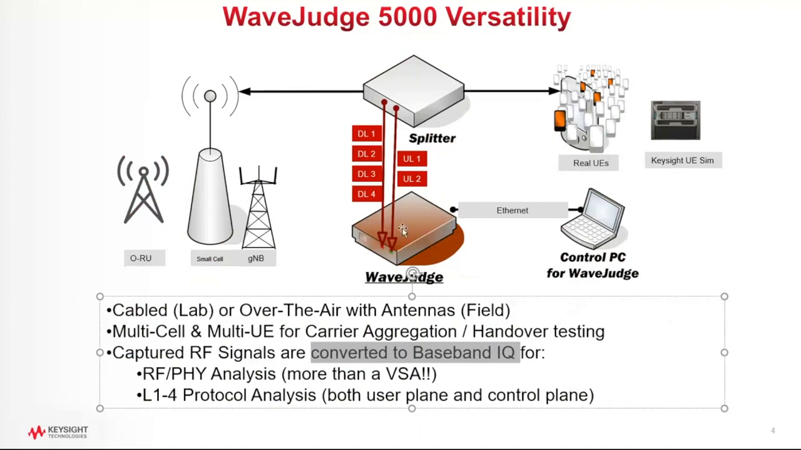Okay, so WaveJudge hardware, it will collect all the RF for the downlink, all of the RF for the uplink, immediately convert it to baseband IQ, and the baseband IQ is sent to the PC for processing. Okay, so the PC is the part of the WaveJudge system that will actually do the analysis. Okay, we can see that here.